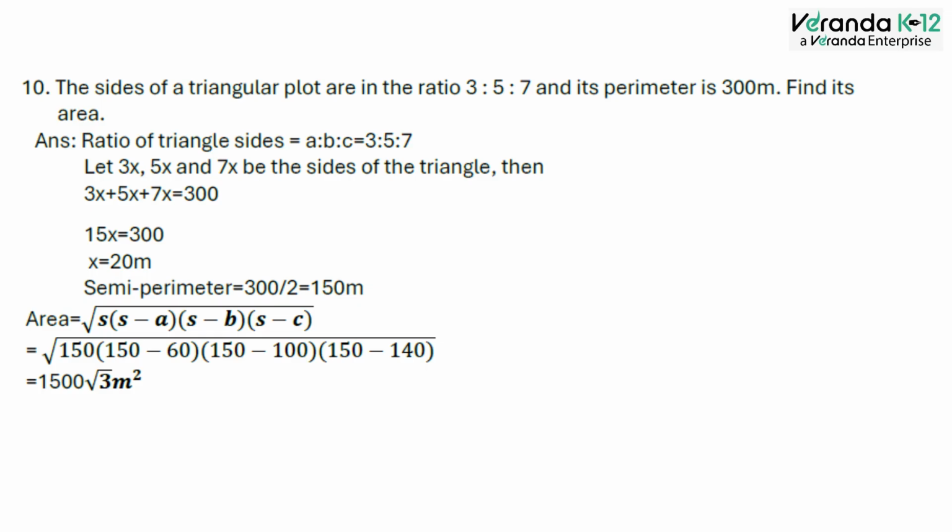Then the semi-perimeter is perimeter by 2, that is 150. Now using Heron's formula, that is s into root of s into (s minus a) into (s minus b) into (s minus c), and the semi-perimeter is 150. Then the sides are 60, 100, 140. We can find the area as 1500 root 3 meter square.